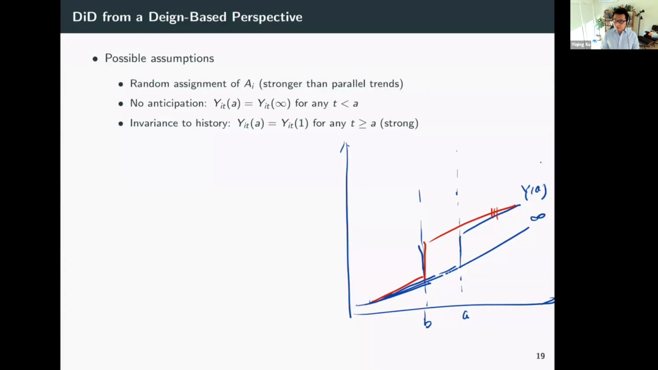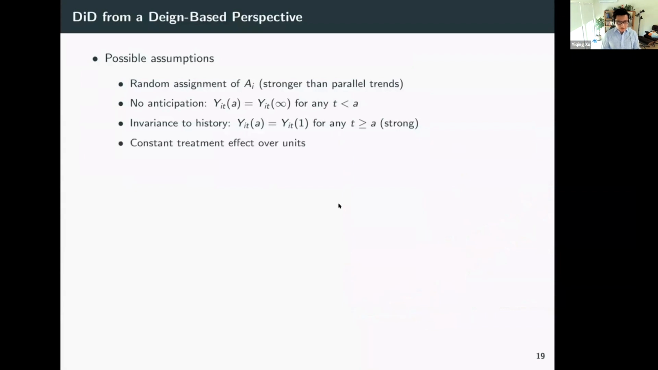This is a very strong assumption. This essentially rules out the treatment dynamics for different assignments of A. But this assumption is required by fixed effects. Two-way fixed effects. And the strongest is the constant treatment effect. There are two: one is constant treatment effect over units, and one is constant treatment effect over time. And fixed effects require all of these, right?